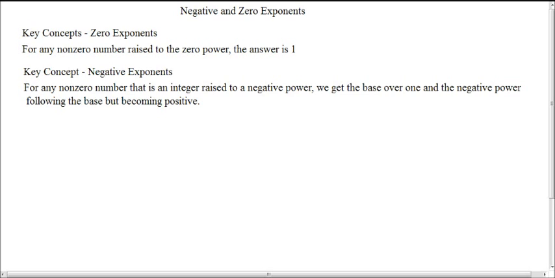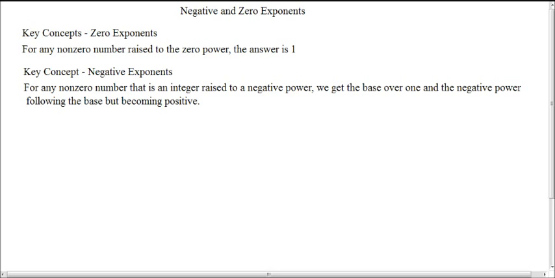And for a negative exponent, the key concept says for any non-zero number that is an integer. Hope you go back and understand what the term integer means: whole numbers and their opposites. So if we've already excluded 0, we're just looking at positive whole numbers and negative whole numbers. I just thought I'd back that up for you. We get the base over 1, and the negative power follows the base, but it becomes a positive. Again, we're just pretty much looking at the reciprocal.